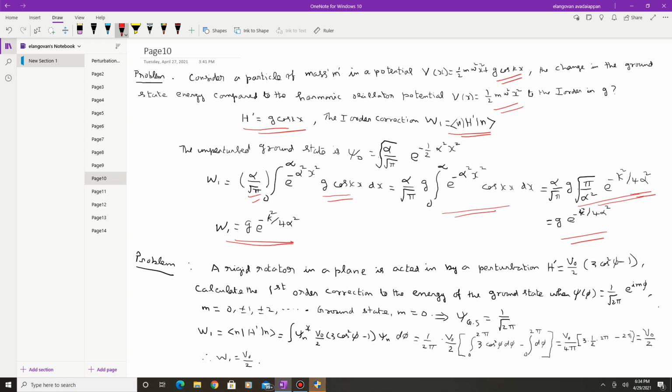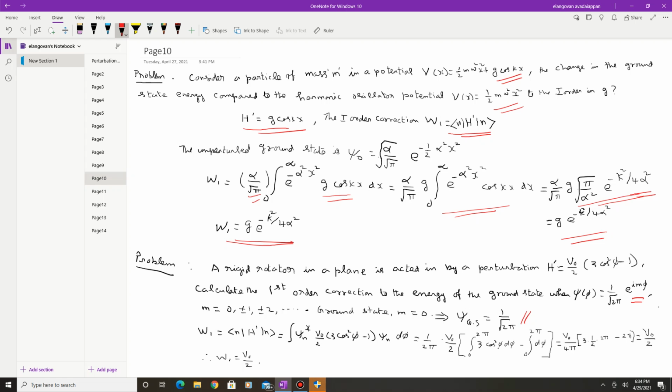The next problem is, a rigid rotator in a plane is acted on by a perturbation. The perturbation is here. Calculate the first order correction to the energy of the ground state from ψ(φ) equal to 1/√(2π) e^(imφ). m is the quantum number which is 0, ±1, ±2. Now here for the ground state, m is equal to 0, and we substitute m equal to 0 in that expression. So this is the ψ ground state.